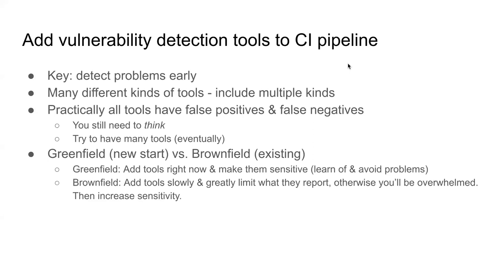If it's an existing project, you typically need to add tools very slowly and start by greatly reducing their sensitivity, really limit what they report, and then slowly increase their sensitivity over time. The problem here is that if you just add a whole bunch of tools and make them sensitive, you'll be completely overwhelmed with reports. Oh, look, there's a billion reports. I can't possibly handle that. Start with very few tools, start with the most important, limit them, and then add things over time.